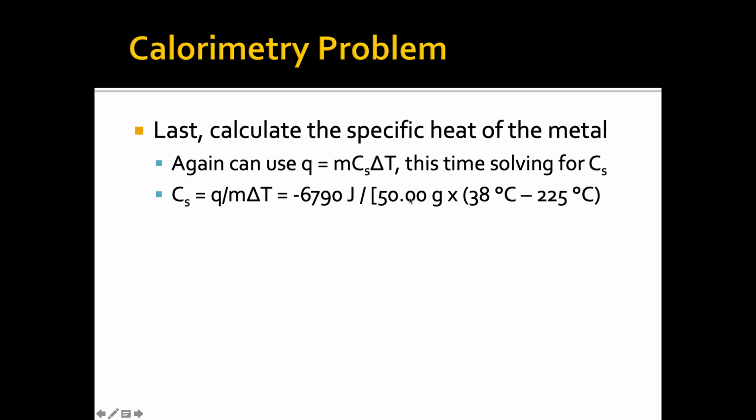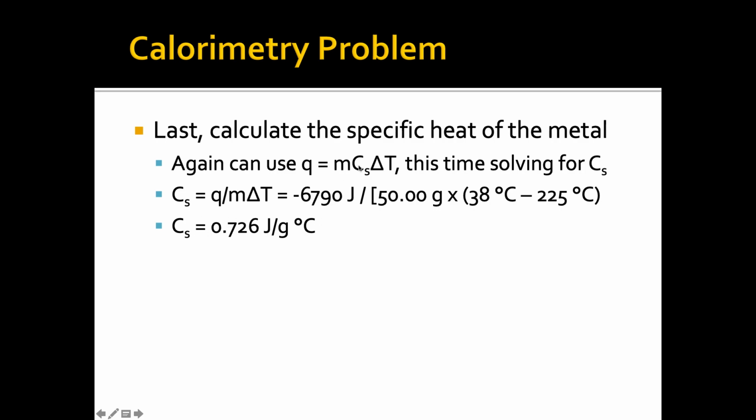The mass of the metal from our original part of the problem was 50 grams. And then the delta T, this order again is important, right? The final temperature was 38. That's why it's 38 first minus 225. That means this is going to be a big negative number, but that's actually important, because if this is not a big negative number, we're not going to cancel out the negative sign from the Q, and we won't get a positive value for C.